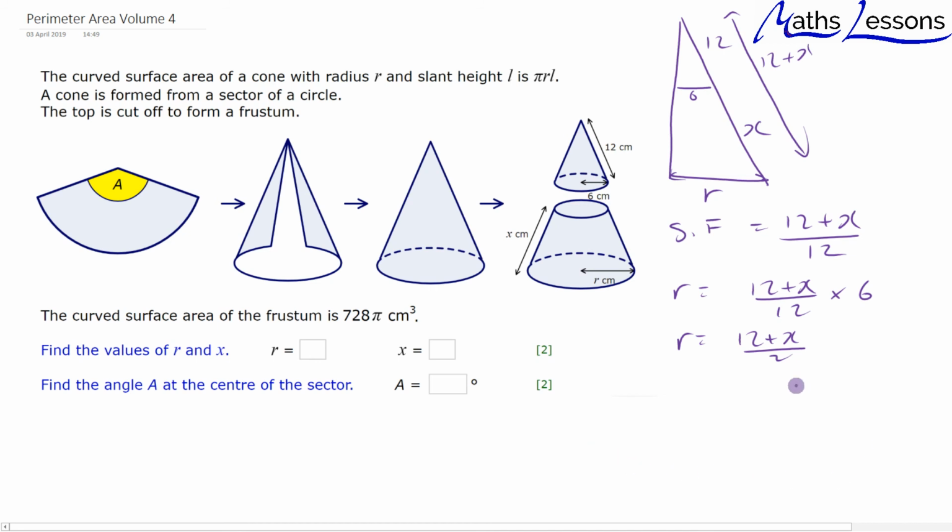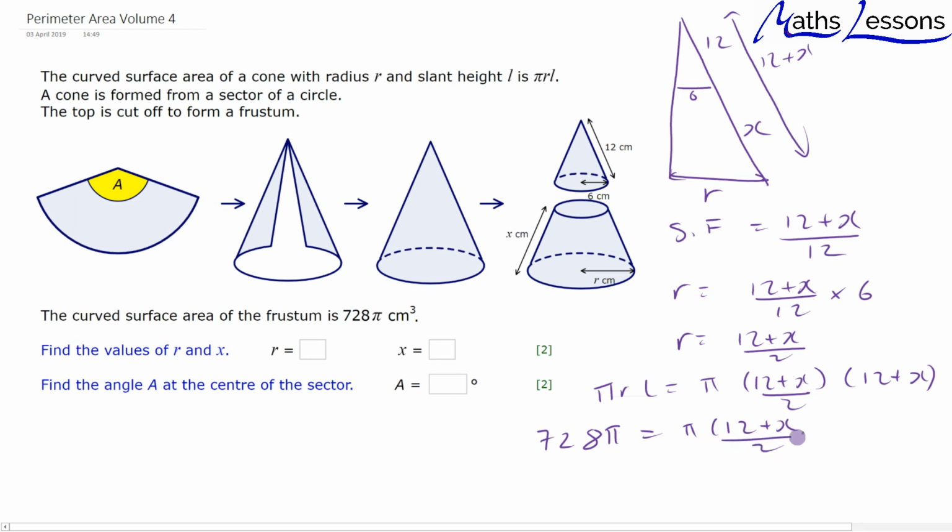Now we know that pi r L will equal, the radius here is going to be 12 plus x over 2. So we've got pi times 12 plus x over 2 times the whole length L, which is going to be times by another 12 plus x, and that gives you the curved surface area of this shape. But we've been given this shape, this frustum. So we know the frustum 728 pi will equal all of this minus the top bit.